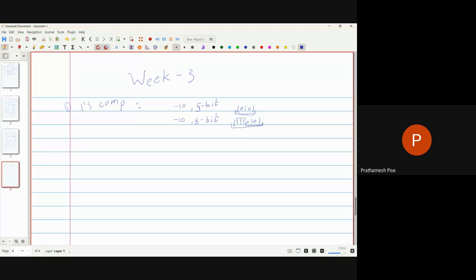Can somebody tell me why one, or why not zero? Because generally, if we want to convert 1010 to 8 bits, in normal unsigned binary we will just add 4 zeros in front of it. Why are we adding ones here?